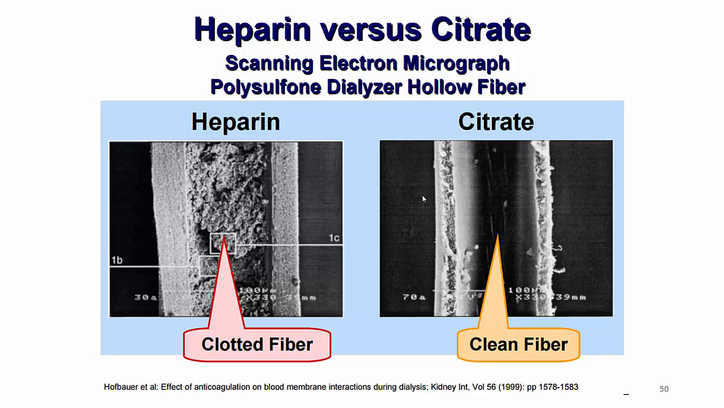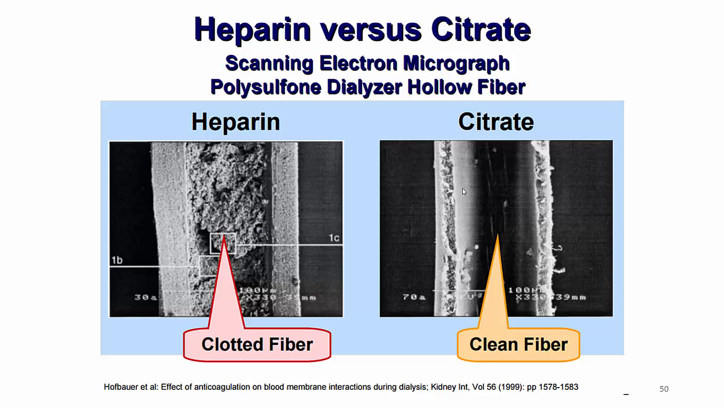This is a picture that comes from a dialysis filter. There are thousands of those fibers in each one of those dialysis filters, and as you can see, citrate is impressively more effective in preventing clots than heparin. This is a usual filter with heparin used for anticoagulation. This is your citrate, no clots.